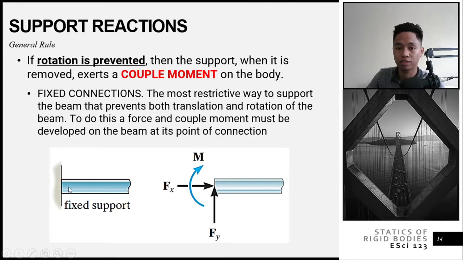A fixed support resists translation; you cannot move it. It will resist a vertical force, and it will resist a horizontal force. Then since you cannot rotate it, you cannot apply a moment there, so it will also resist a moment. That is why your fixed connection is a very restrictive way, because it prevents your three reactions: your vertical, your horizontal, and your moment reactions.